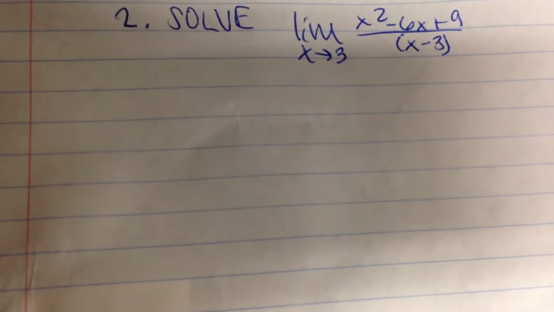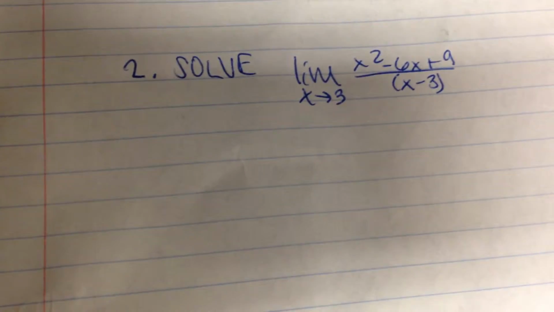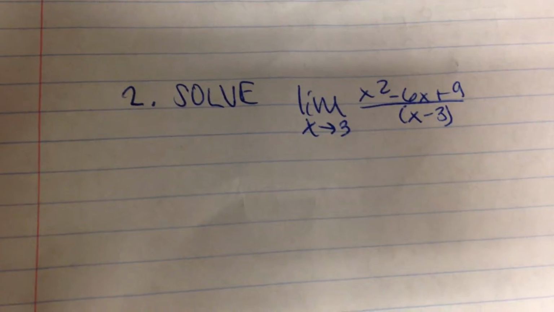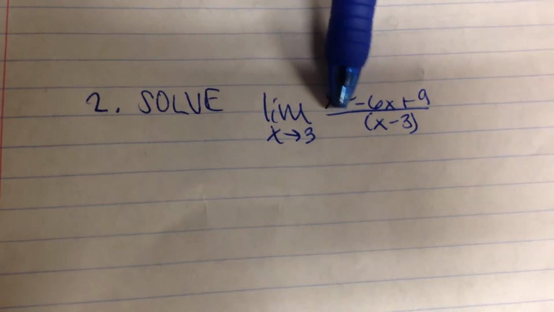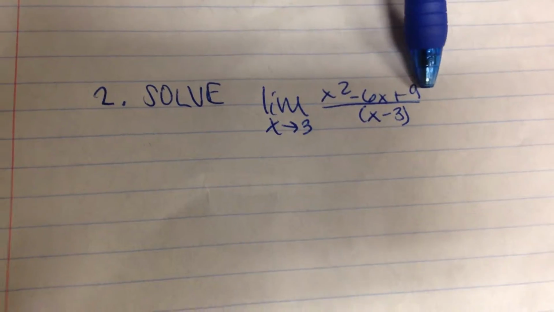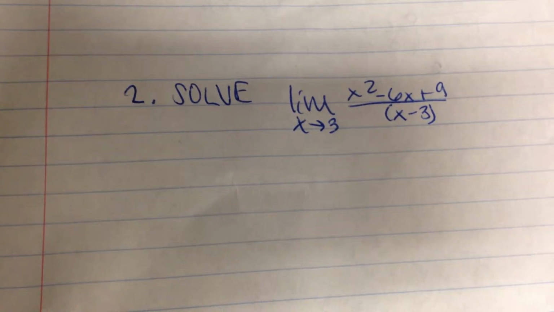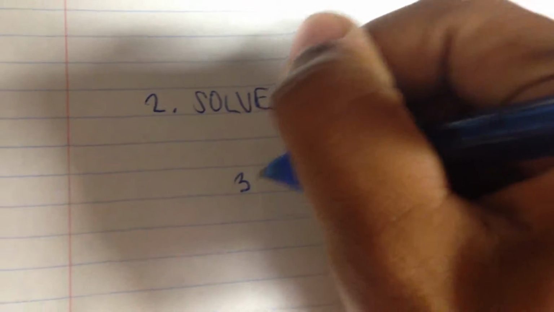I had problem 1D, and this is the second part of problem 1D. The problem says to solve the limit as x approaches 3 of x squared minus 6x plus 9 over x minus 3. So the first thought when you're doing limits is to just plug in.